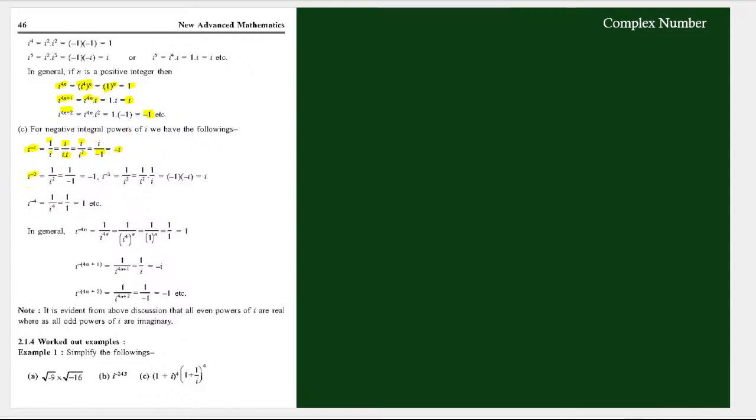i to the power minus 2. So 1 by i square is nothing but minus 1. So 1 by minus 1 is minus 1. i to the power minus 3.